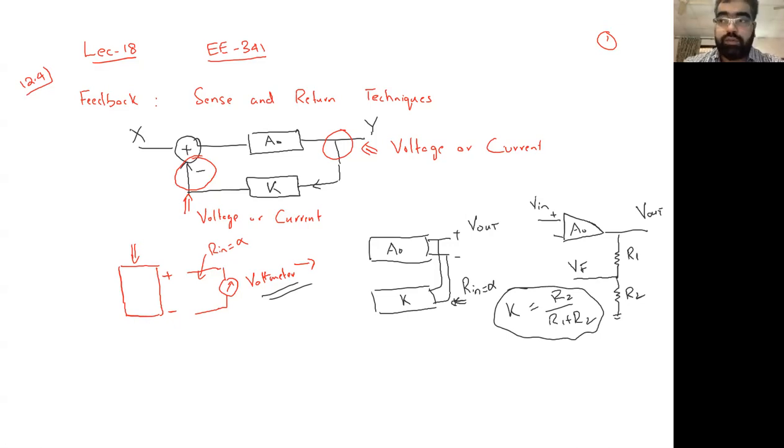And also we want this R1 and R2 to be of very high resistance value. Both of them should be very high. Why? So that they don't load the circuit. We want it to be infinite. So R1 and R2 should be of very high value. That's what we want. That's what we talk about for the voltage.